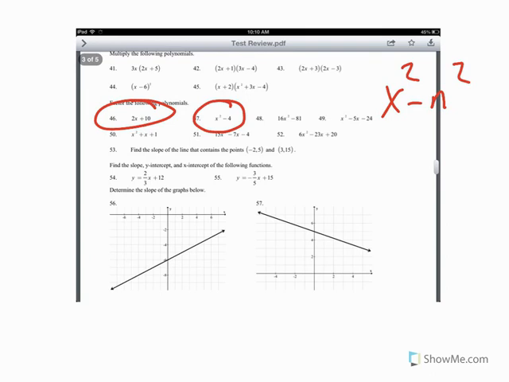It does not. So what can I take out? What do they both have in common? 2x and 10. They both have a 2. So I'll take out a 2. Gives me x plus 5. That is it factored. That is it. You're done.